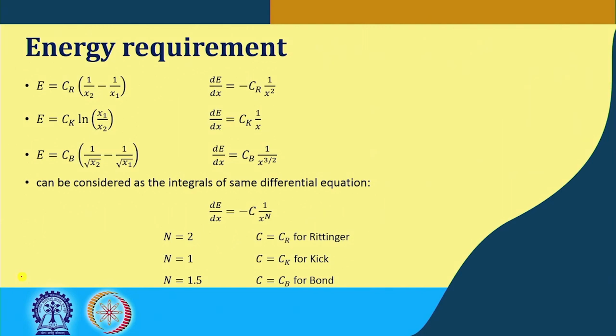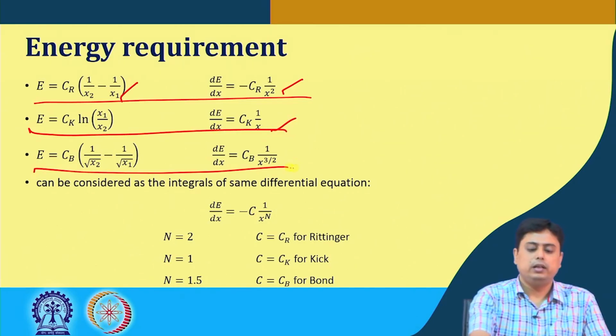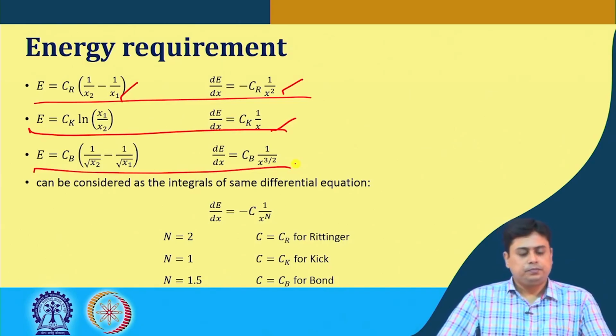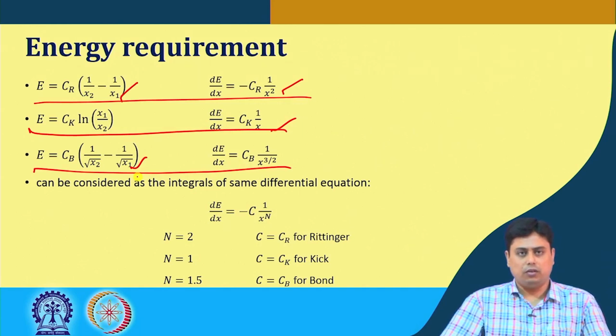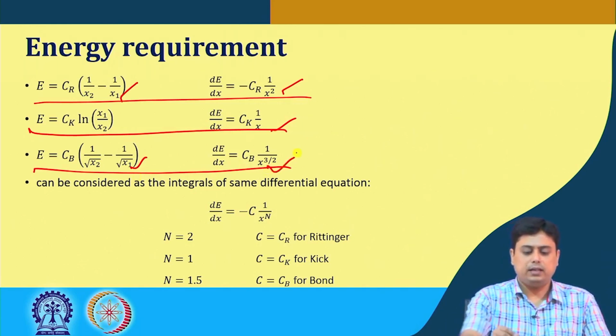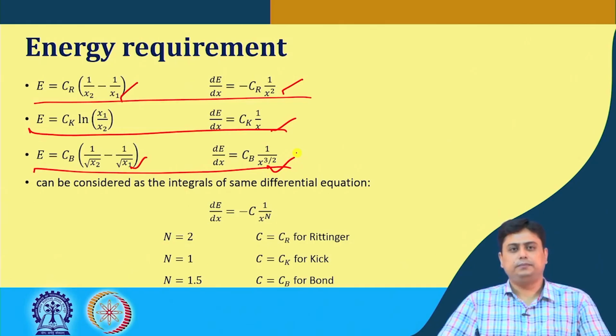So, this first one is the Rittinger's law. First is the integral form, the second one is the differential form. Similarly, in the second row we have Kick's law, integral form and the differential form, and the third one is Bond's law, which has an integral expression of this kind and a differential expression of this kind.